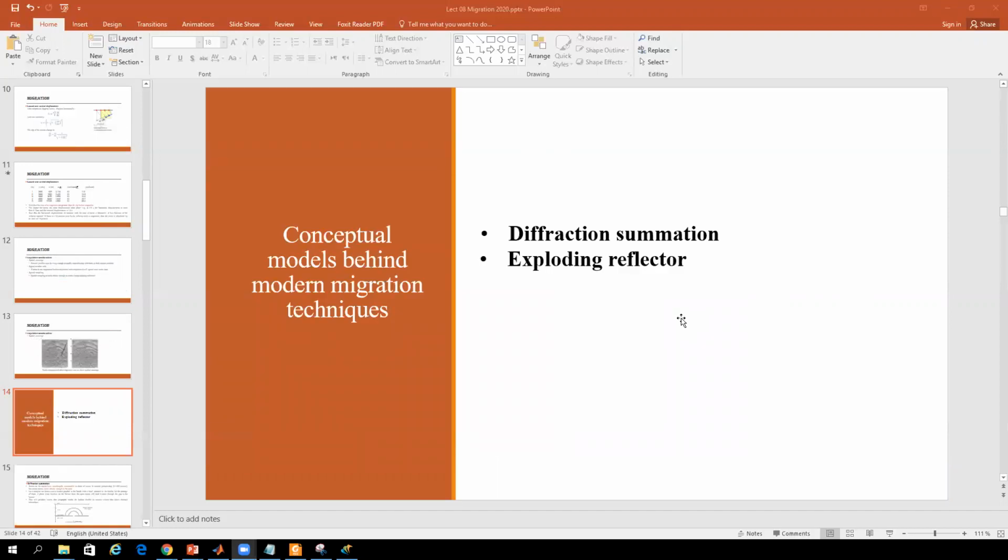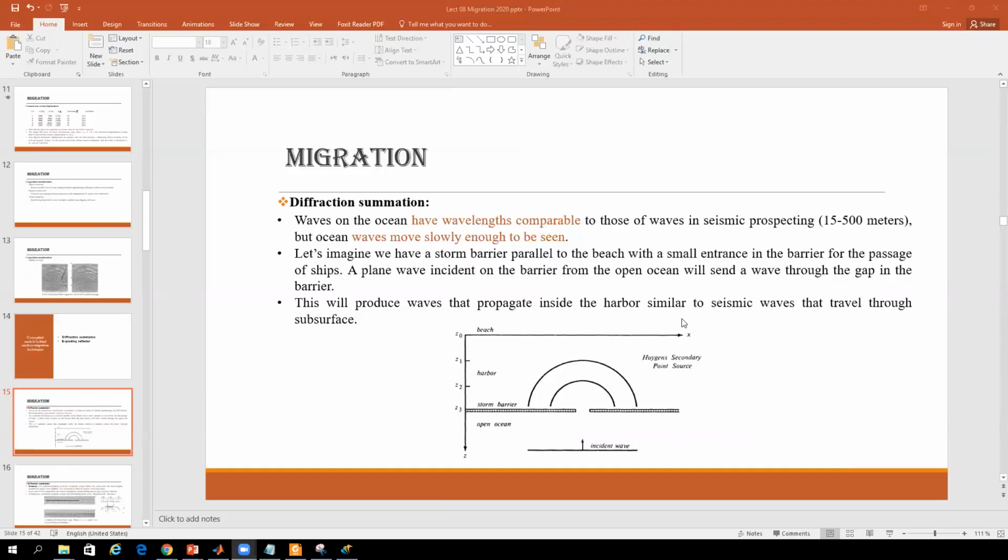So now let's see some conceptual models behind modern migration techniques which we are using in the oil industry. If we go to the first conceptual theory, which is the diffraction summation, the diffraction summation is very important in many different types of migration. So what does it mean, the diffraction summation?